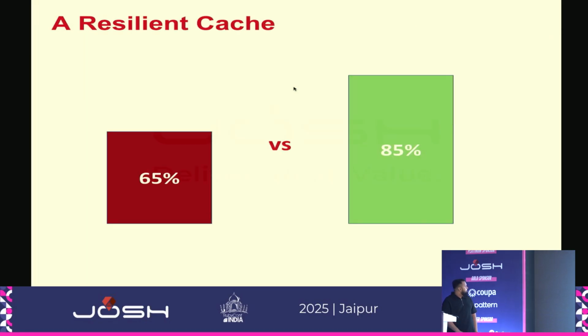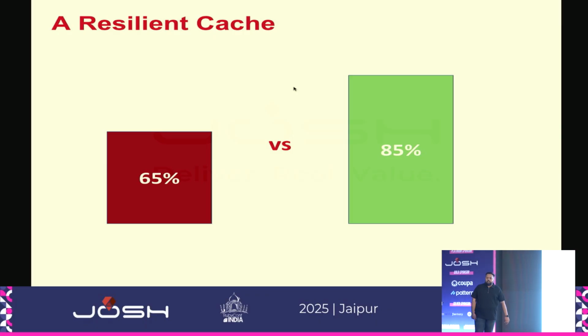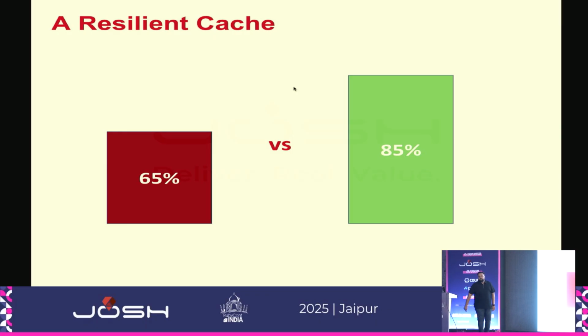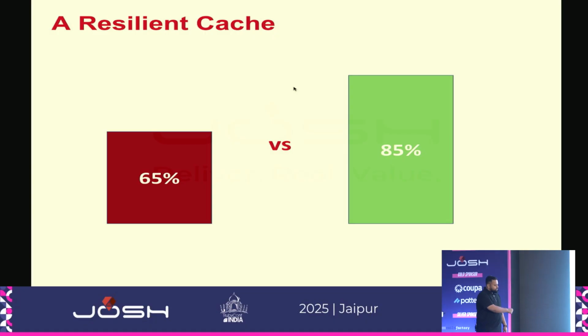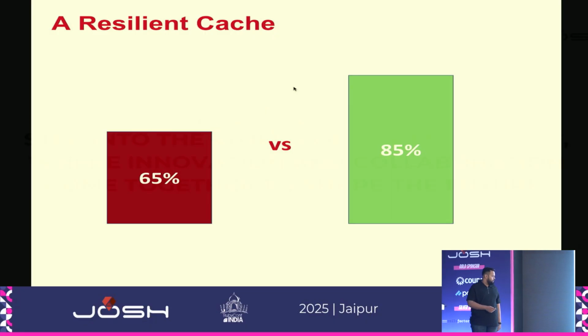All right. This is the data. It's not labeled, but it's basically the cache hit rate of two separate types of caches. One has a cache hit rate of 65%, and one has a cache hit rate of 85%. Dumb question: which cache do you think would perform better? The right one? Okay, so we have consensus that a better cache hit rate is always better.